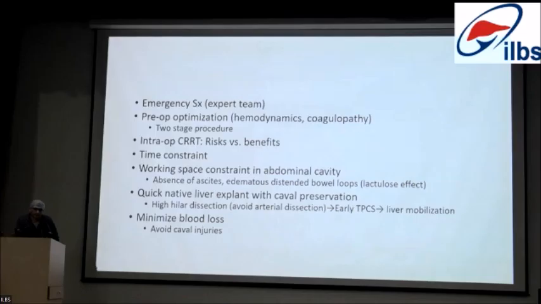Next, the important point is the working space constraint. Especially with young male donors, they have a narrow costal arch. We have to plan the incision. Usually we perform the operation with a reverse L incision, but sometimes we have abdominal wall edema and distended bowel loops, so we have to do a classical Mercedes-Benz incision to have proper exposure.